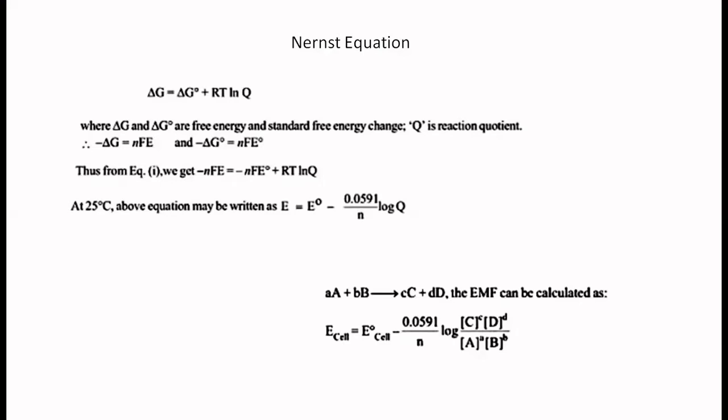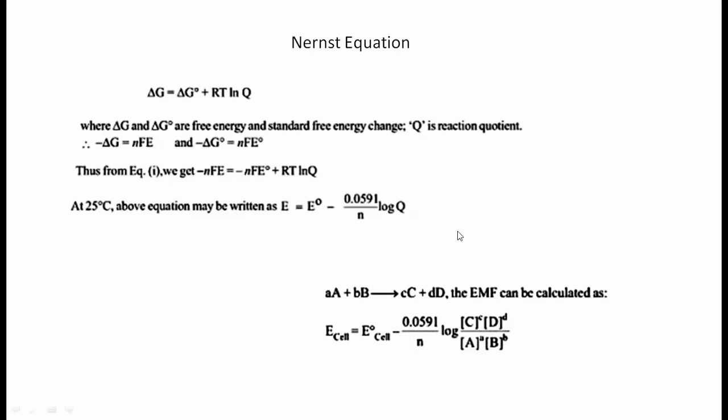Delta G is equal to delta G0, you will have to substitute for that. Then 0.0591 divided by n log of product concentration raised to the power of stoichiometric coefficient divided by reactant concentration, which is nothing but K. So that is how the equilibrium constant is related to cell potential. Okay. This is the Nernst equation, which is very, very important.